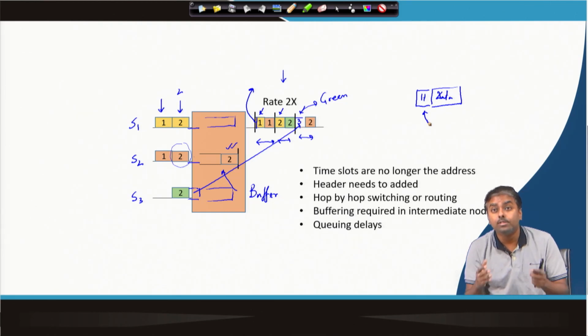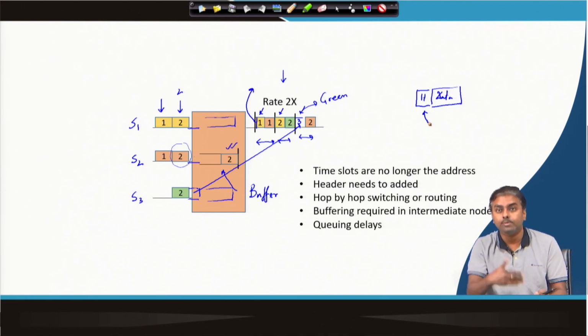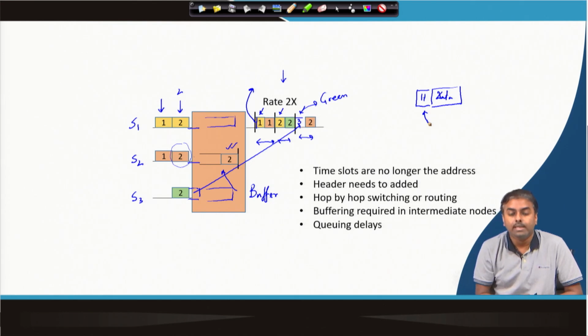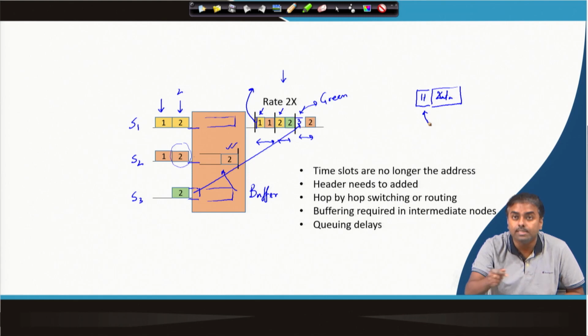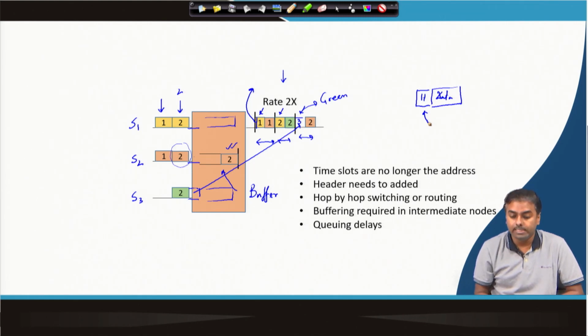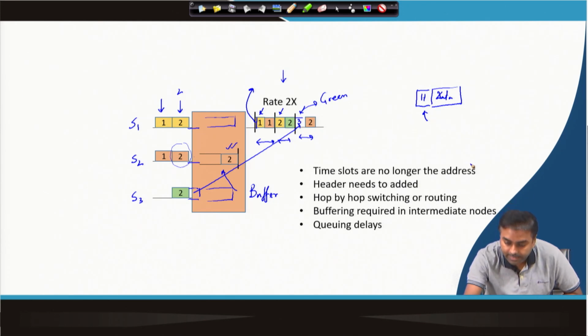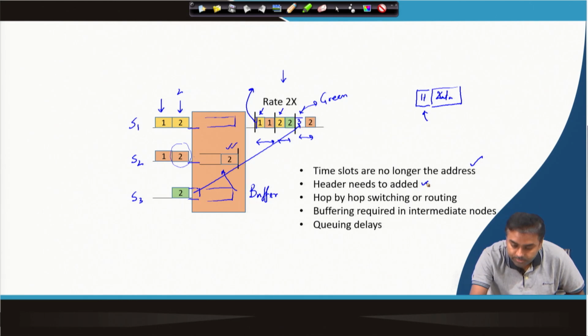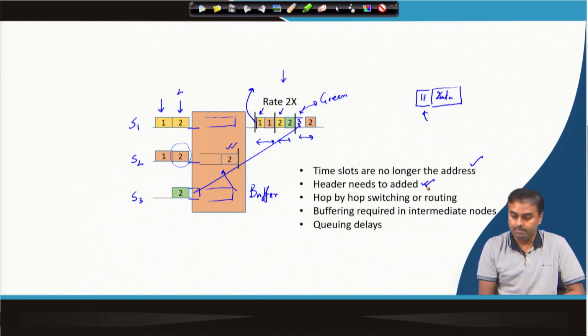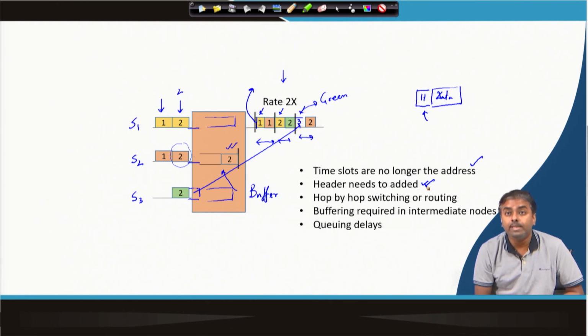So, addressing was inherent to the network, whereas now that is no longer the case, because you are jumbling up, you are not doing that kind of switching. So, this new switching paradigm is called the packet switching network. So, we can say time slots are no longer the address, we need to add a header to it. This is one thing we have understood, okay. And the switching now will be done hop by hop.